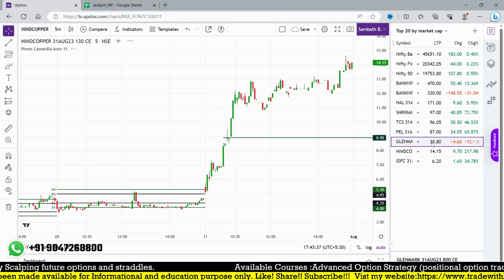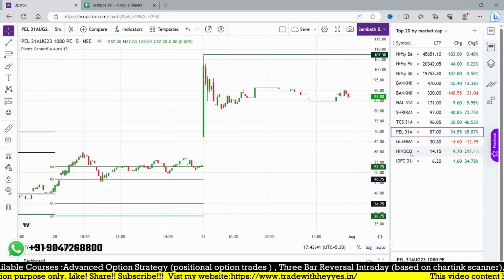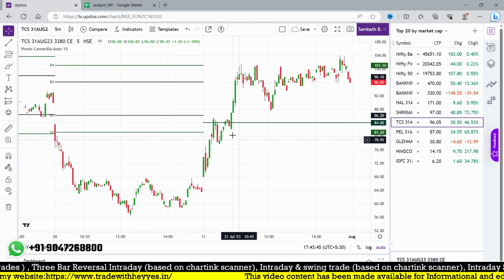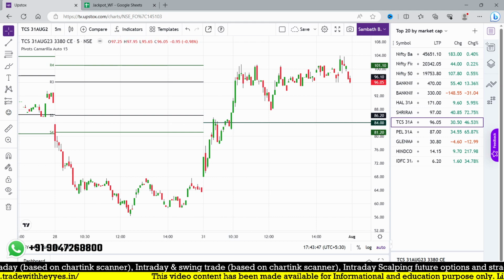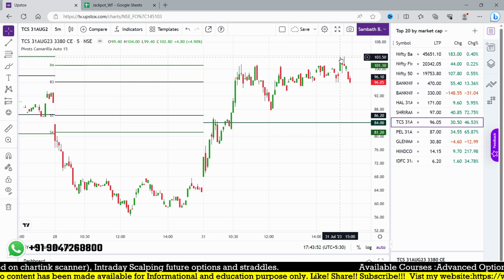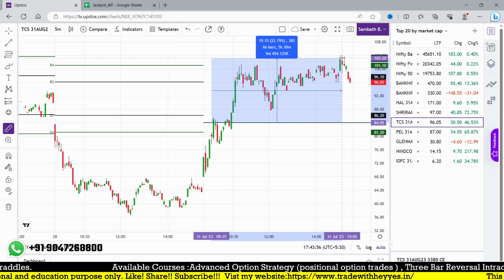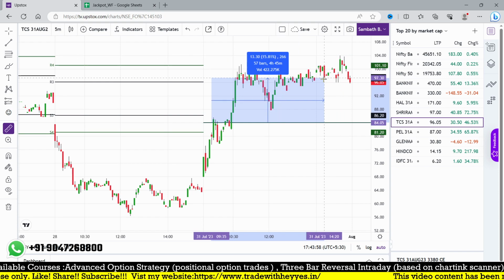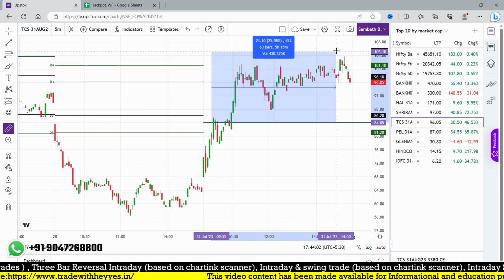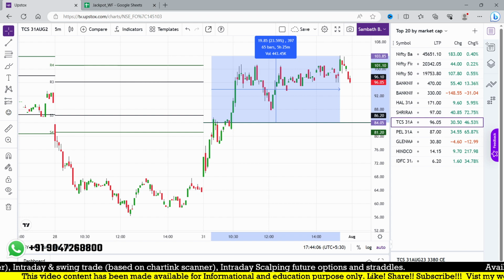So these are the two, and we are waiting for Glenmark. It doesn't trigger. And PEL we are waiting for, it is also not triggered. And TCS, we are waiting for the breakout at 84, and finally it reaches towards 104. So near about 20 points increased in this option. That was a good move based on our scanner, around 23% higher from our entry point. This is one more opportunity which we found based on our scanner.